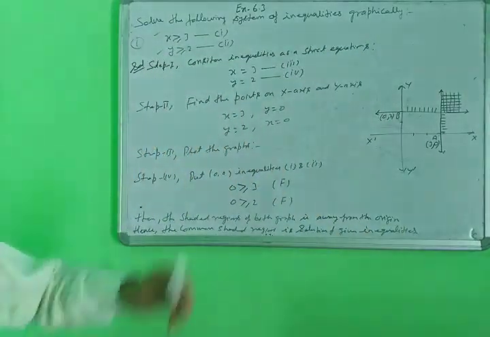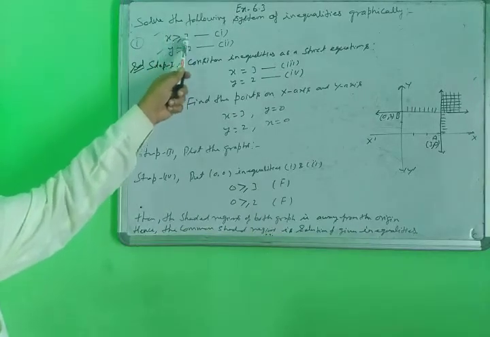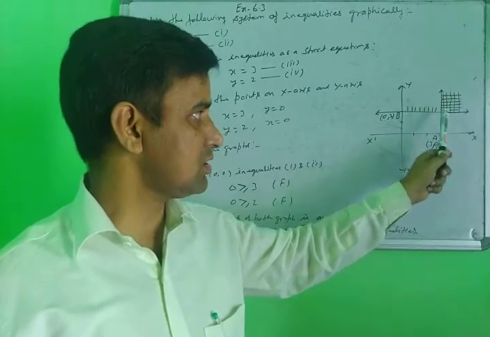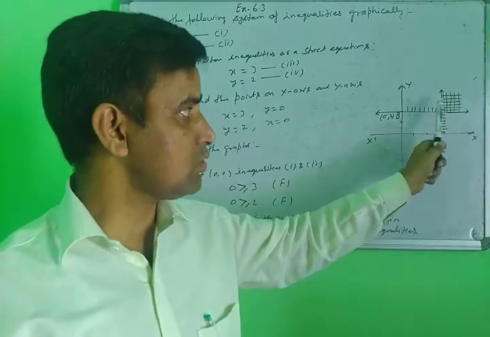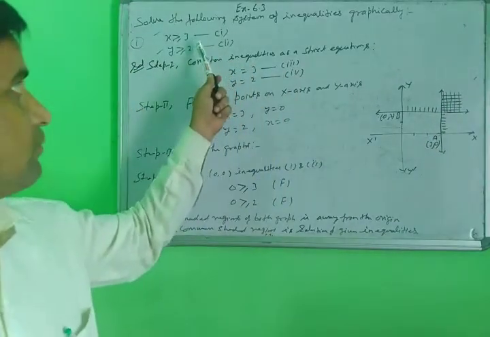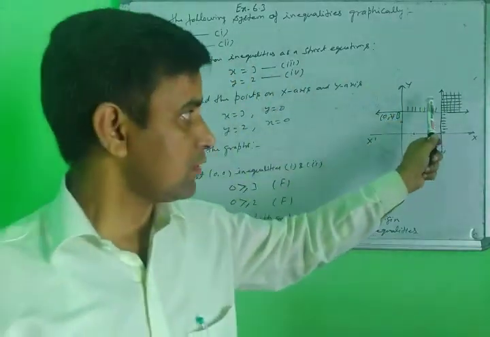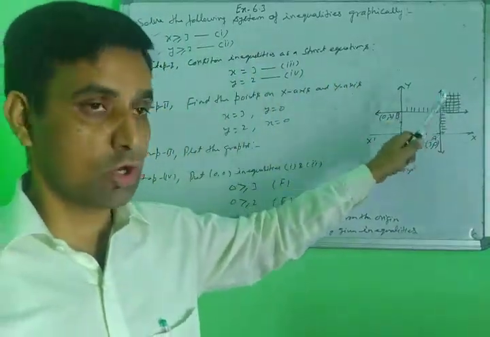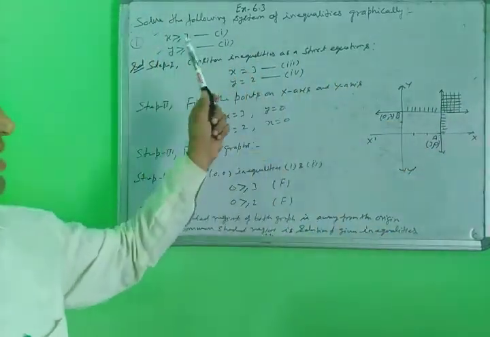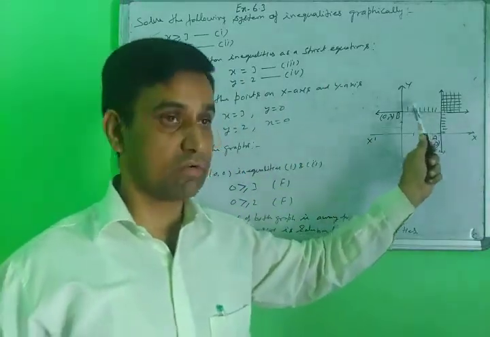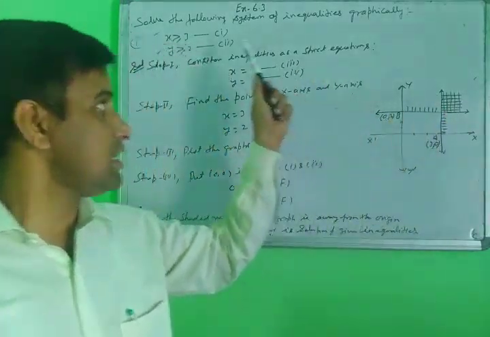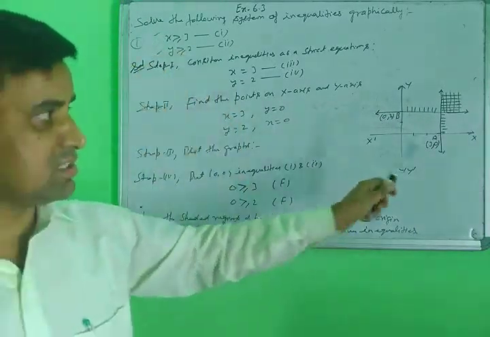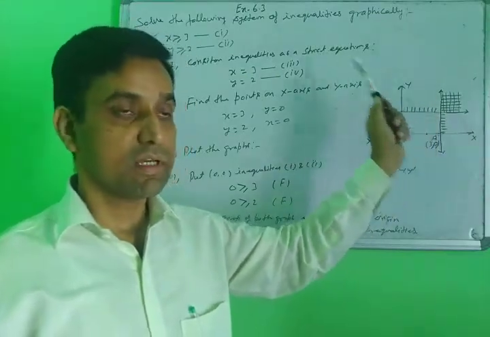Where is the solution part of both inequalities? This is the solution part of the given inequalities. This portion is not the solution, because you have two inequalities, so the common portion of both inequalities. Suppose you have three inequalities, then the common portion of three; four inequalities, then the common portion of four. It depends on the common portion of all the inequalities. This is called the solution region of the given inequalities.